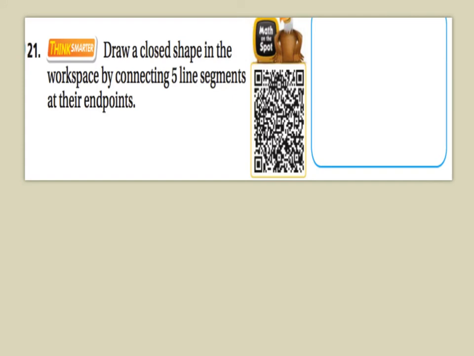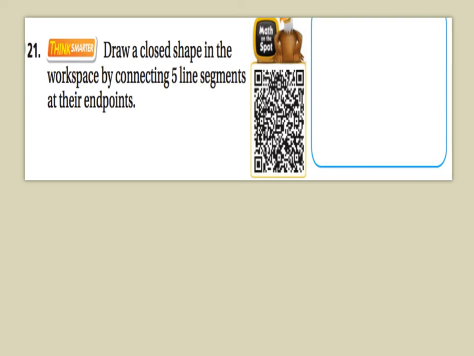Now, you're also going to do this one on your own. You're going to draw a closed shape by connecting 5 line segments and their endpoints. If you can't fit it on your paper, you can use a different paper as well. You're going to pause this video and you're going to draw this shape. Do that now.